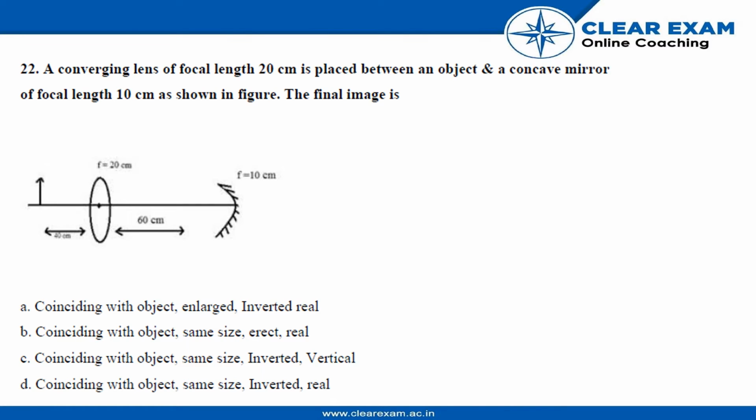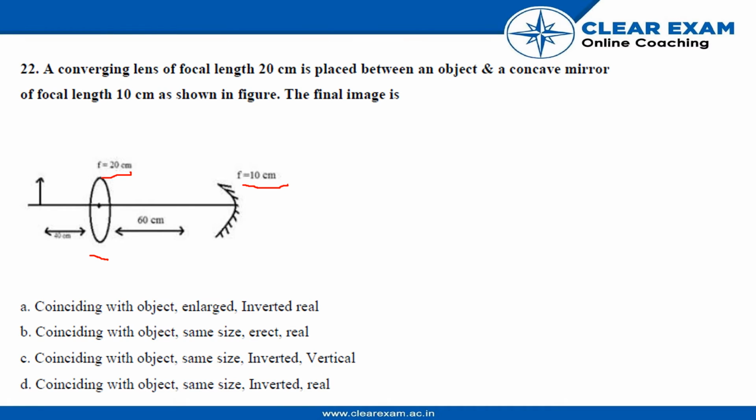The question is, a converging lens of focal length 20 cm is placed between an object and a concave mirror of focal length 10 cm as shown. The final image will be, now we have a converging lens whose focal length is 20 cm and the concave mirror has focal length 10 cm.